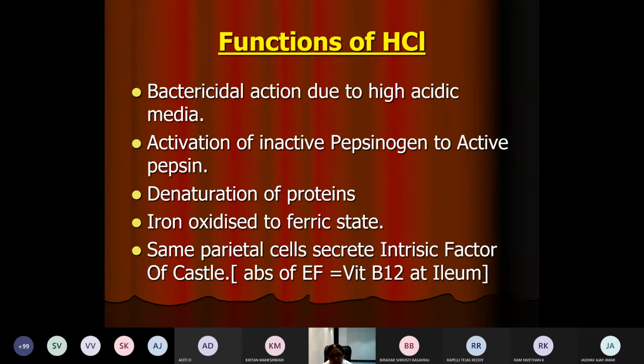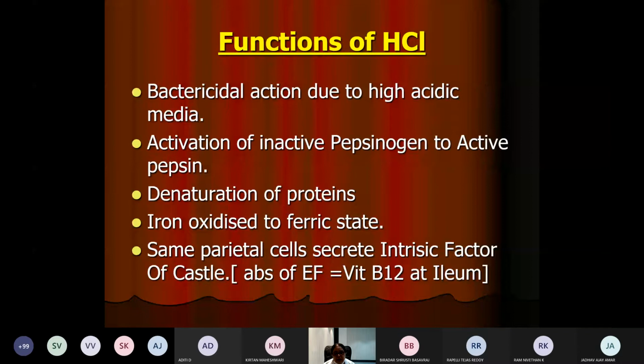Functions of HCl. Bactericidal action due to high acidic media. Activation of inactive pepsinogen to active pepsin. Denaturation of proteins. Iron oxidized to ferric state.